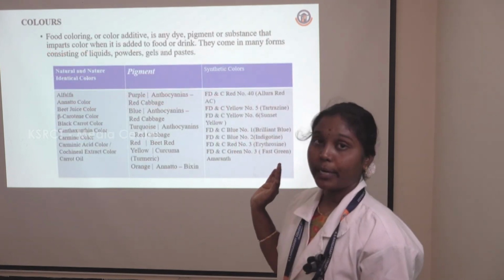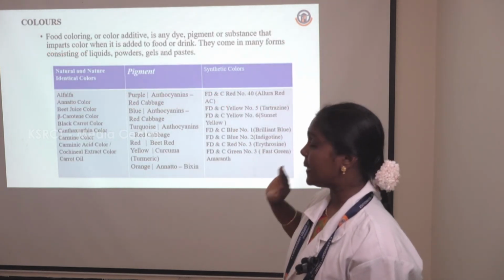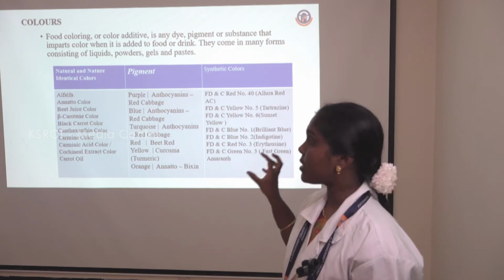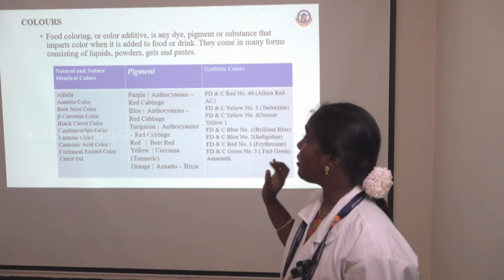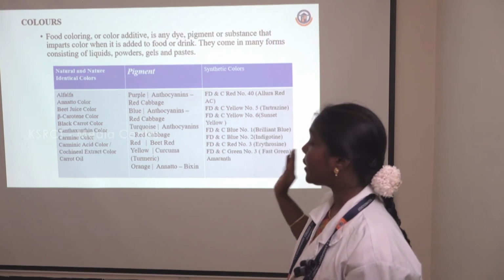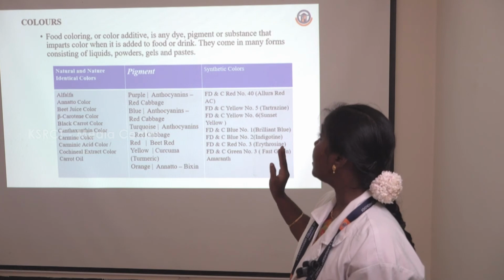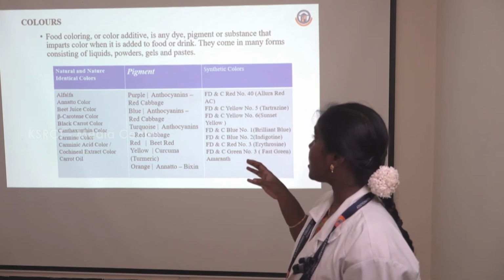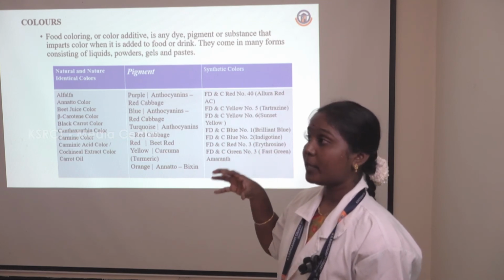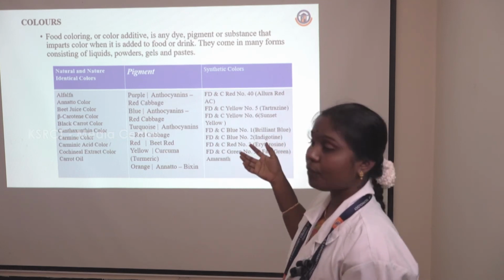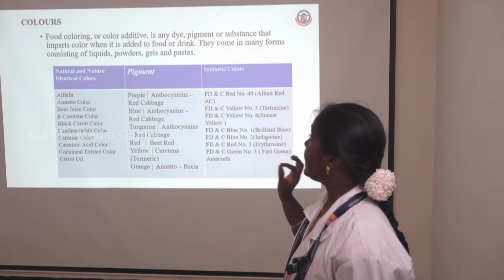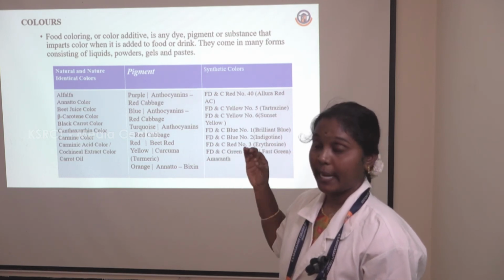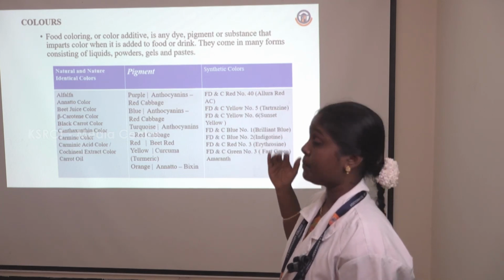Okay, so next one is the coloring component. This comes under the minor ingredients. It's called a food coloring component. It's also called color additives. We can also say dye, pigment, substance. So these are the names we can use for coloring. When it is added to food, mostly in the bakery product making process, we can use it. Another use is for beverages also.